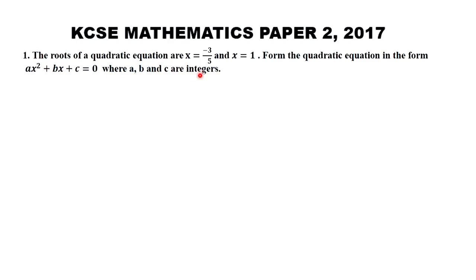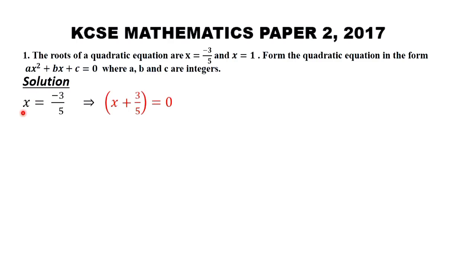So in this question, we are given the solutions or the roots of the quadratic equation, and then from the roots we are required to work backwards in order to get the quadratic equation that gives us the roots. So we have the roots x is equal to -3/5 and x is equal to 1. So how do you go about this? So we have the solution.